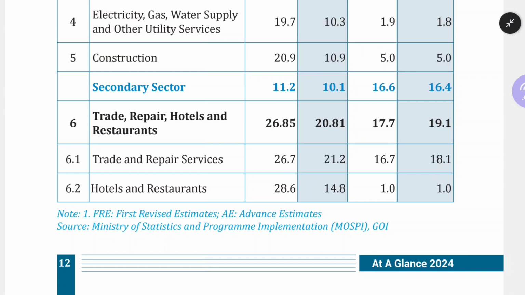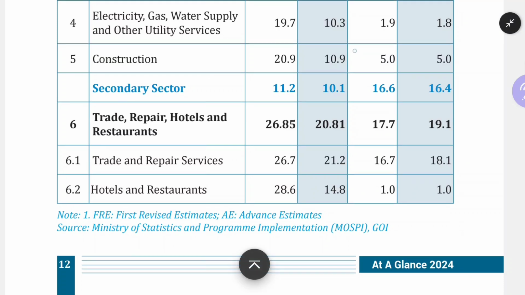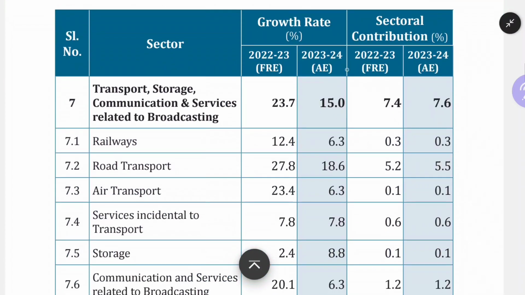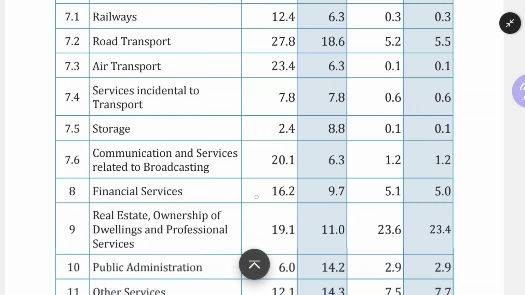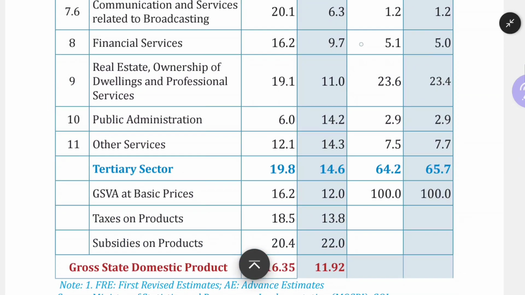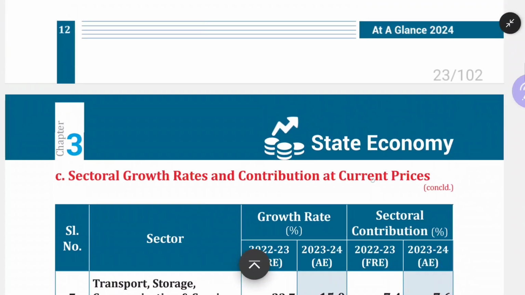Now let us see, the service sector is classified into four important categories. First one is trade, repair, hotels and restaurants. This is one category. Then the next one is transport, storage, communication services related to broadcasting. Then financial services. Then real estate, ownership of dwelling and professional services. And public administration. These are the four important components under the service sector.